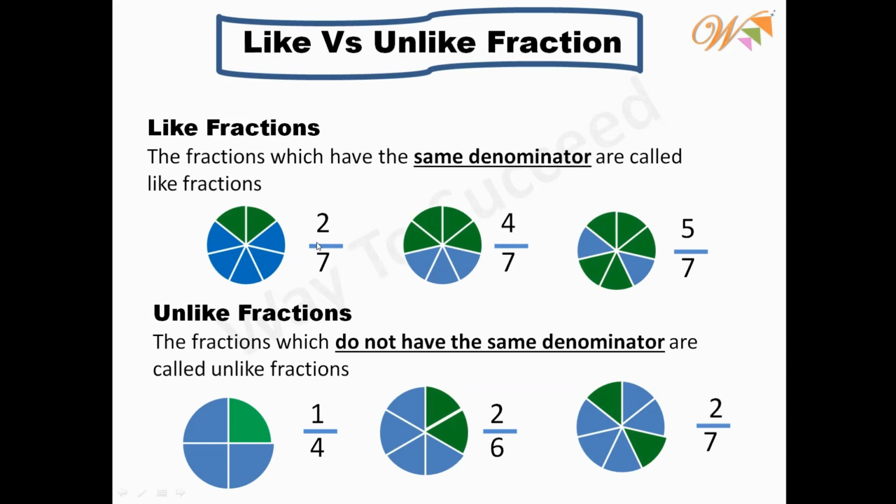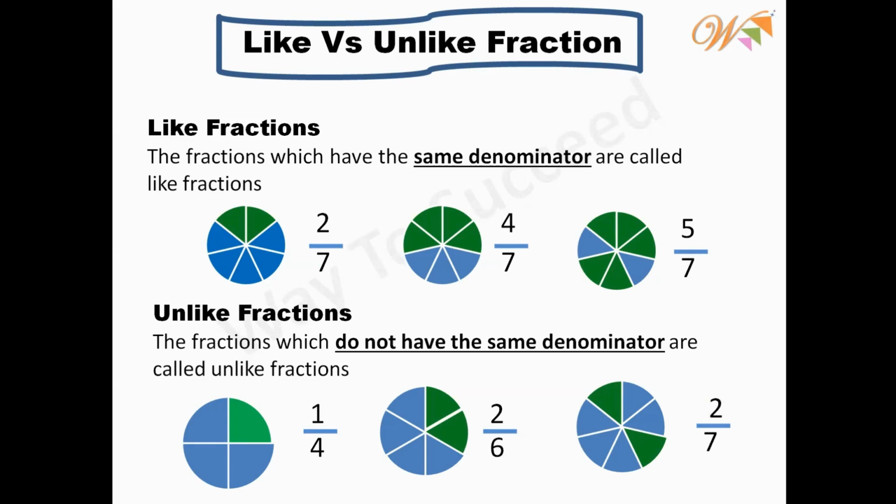So for example, 2 by 7 has the denominator 7. 4 by 7 has the denominator 7. 5 by 7 has the denominator 7. Doesn't matter whatever their numerator is, because they have the same denominators, they are called like fractions. And all the fractions that do not have the same denominator are called unlike fractions. For example, 1 by 4, 2 by 6 or 2 by 7. They have different denominators, so they are called unlike fractions.